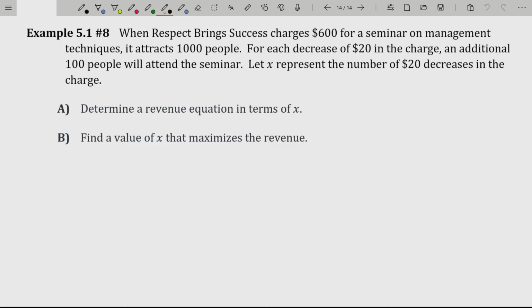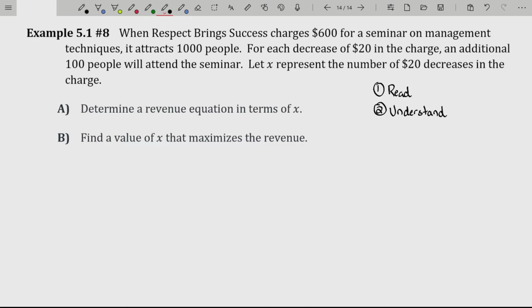So let's see. They charge $600. So let's write down a few things here. First thing I'm going to notice, I've read the problem. I know what's up. Second thing I'm going to do is try to understand what's going on. And if you don't understand what's going on, that means you need to either draw a picture or reword it. To me, this makes sense. Normally charges $600, you get 1,000 people. If you drop the price, more people show up.